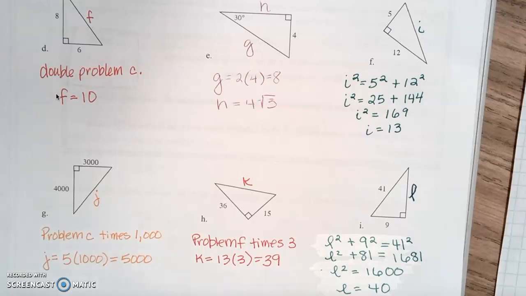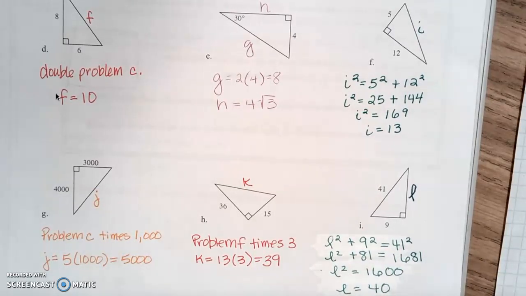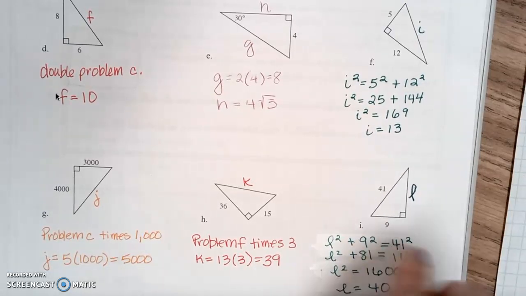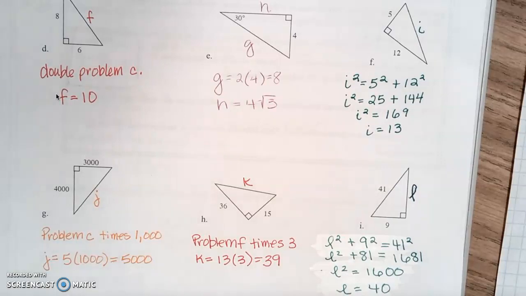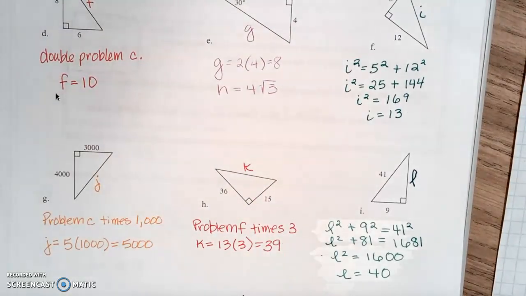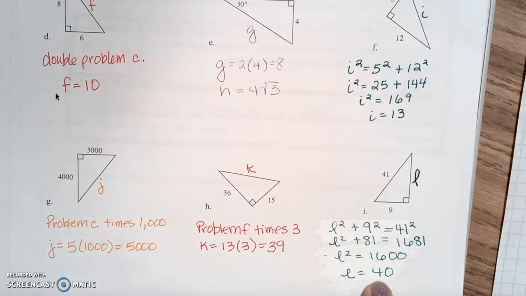And the last triangle, I, doesn't follow any of those patterns. The only thing we know about it is that it's a right triangle, so we're going to use the Pythagorean theorem, which says that the leg squared plus the other leg squared equals the hypotenuse squared. So 9 squared is 81. 41 squared, you probably need the calculator for this one. It's 1,681. We subtract the 81 from both sides, which gets us 1,600. Then we take the square root of both sides, and we get a longer leg of 40.